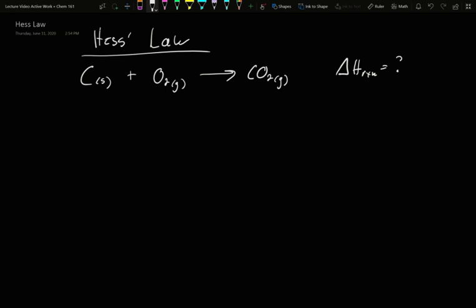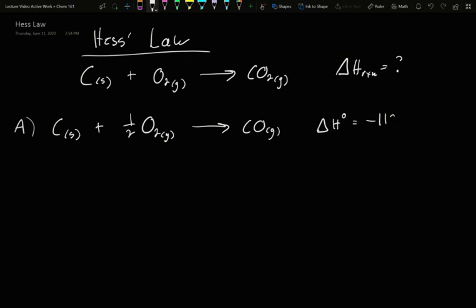How we can do this is we can actually use other reactions. We can take known reactions that we have obtained elsewhere. Let's say carbon solid plus half a dioxygen gas, so half a mole, makes carbon monoxide. And somebody has done this. They've experimented, and what they found is that the delta H naught for this reaction is minus 110.5 kilojoules.